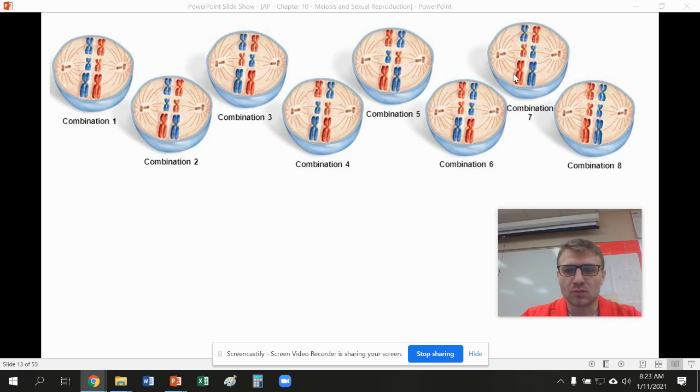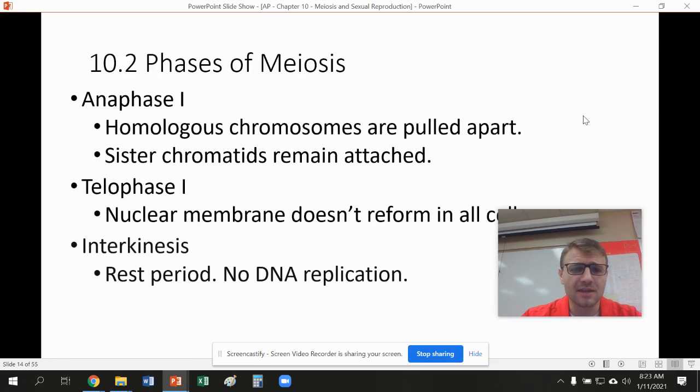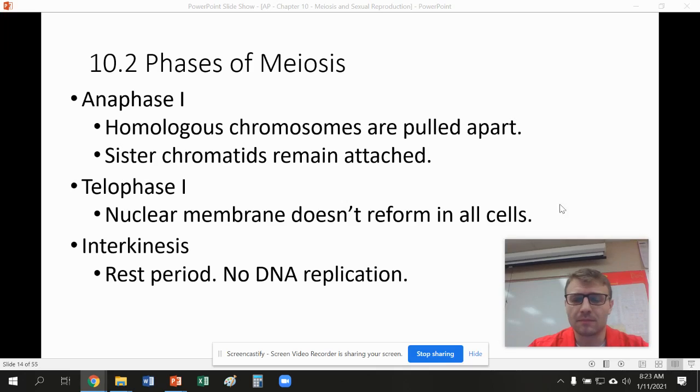And you might not think this is really important, but this is crucially important. It creates a lot of the genetic diversity we see in our haploid cells. Now, for only 3 homologous chromosomes and 8 combinations, you might be like, oh, that's not really that many combinations. But when you add in the fact that humans have 23 pairs, we're going to see a lot of genetic diversity from independent assortment.